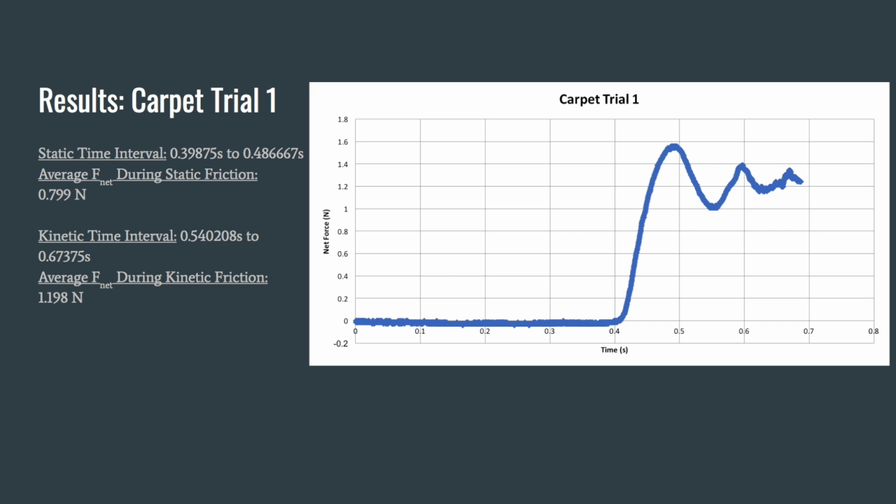There's static friction acting on the IOLab from 4 seconds to 5 seconds. The peak of the static friction force is where the net force is highest, which is at about 5 seconds. Then kinetic friction acts on the IOLab from about 5.5 seconds till the end. The results from the other 2 trials on the surface are very similar.